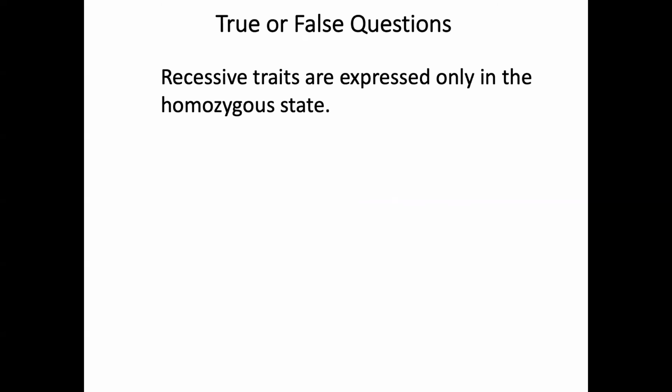All right, so first of all, the first question: recessive traits are expressed only in the homozygous state. This is true or false? Based on the definition, a recessive trait is a trait that is expressed when an organism has 2 recessive alleles. So this answer is true, right?